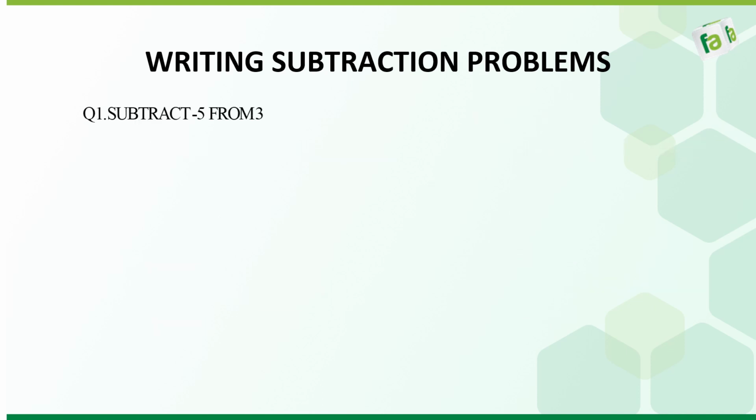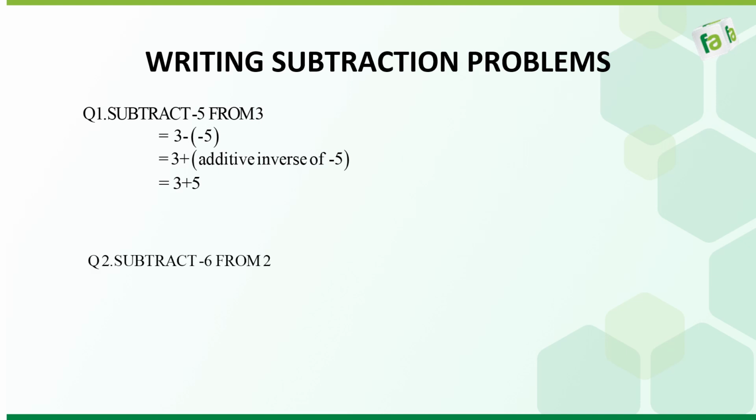Subtract minus 5 from 3. It can be written as 3 minus minus 5. Then 3 plus additive inverse of minus 5, which is equal to 3 plus 5. Now subtract minus 6 from 2. We can write it as 2 minus minus 6. Then 2 plus additive inverse of minus 6, which is equal to 2 plus 6.